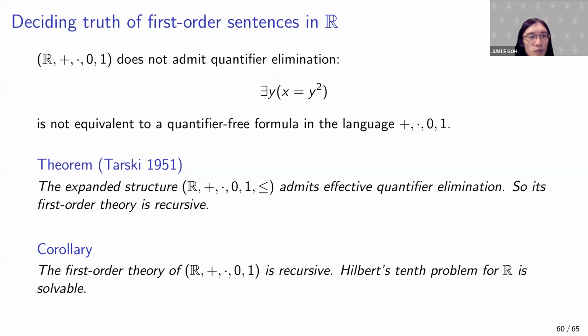Okay, so what do we have? For Z, the first order theory is not recursive, but for the complex numbers and real numbers, it's recursive for both.